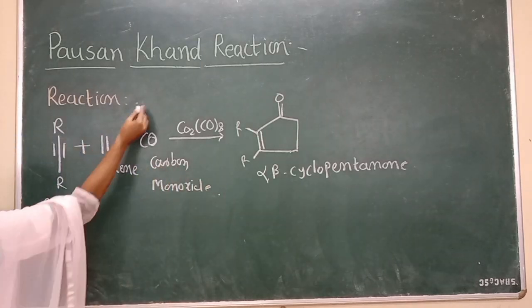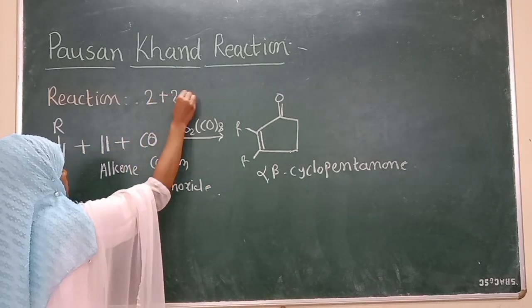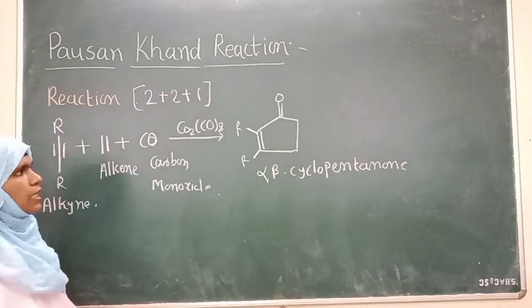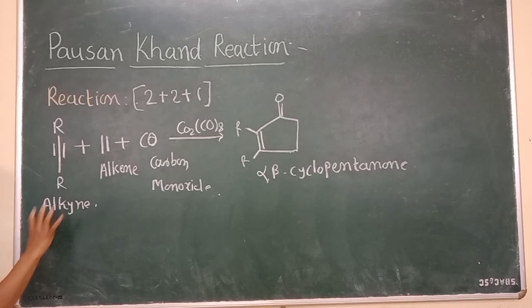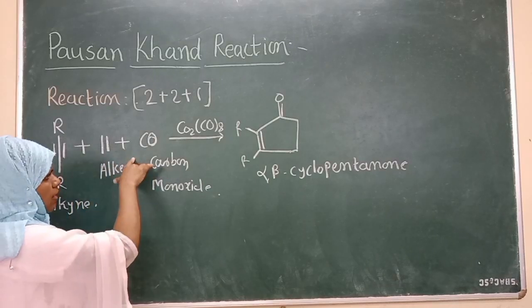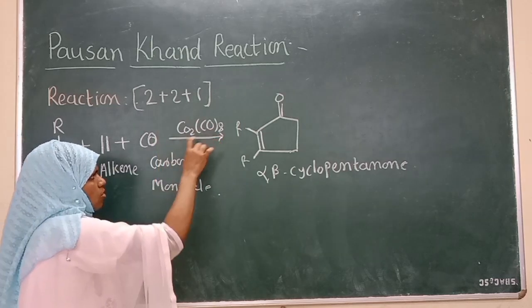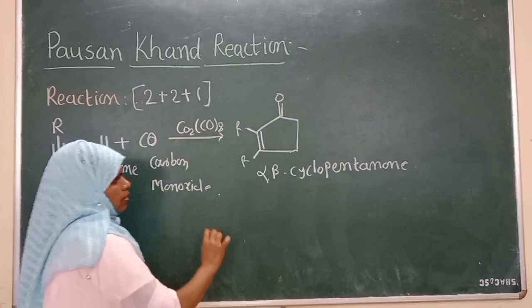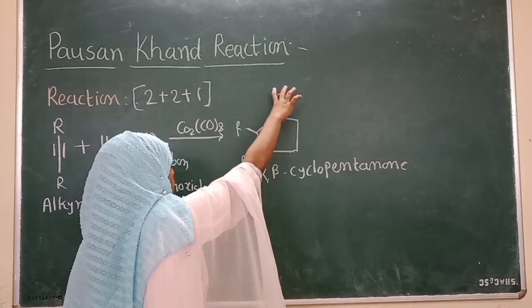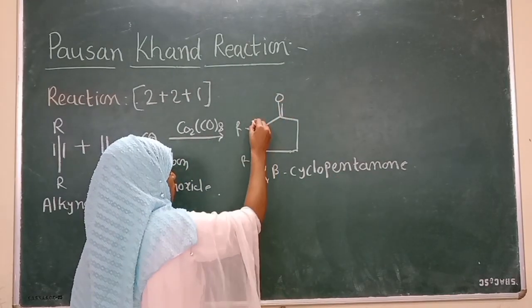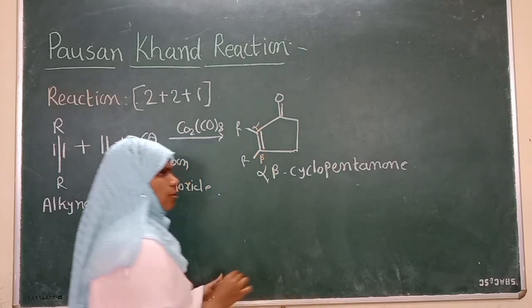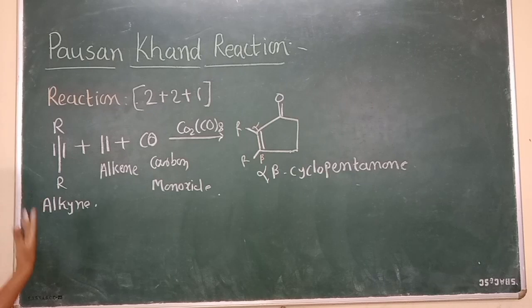Same thing, we can say that this is a 2 plus 2 plus 1 cyclization reaction. Our alkyne reacts with alkene and carbon monoxide in presence of dicobalt octacarbonyl compound. We get alpha, beta cyclopentenone. Here in our carbonyl compound we call these positions alpha and beta. So alpha, beta cyclopentenone. Now we discuss the mechanism.